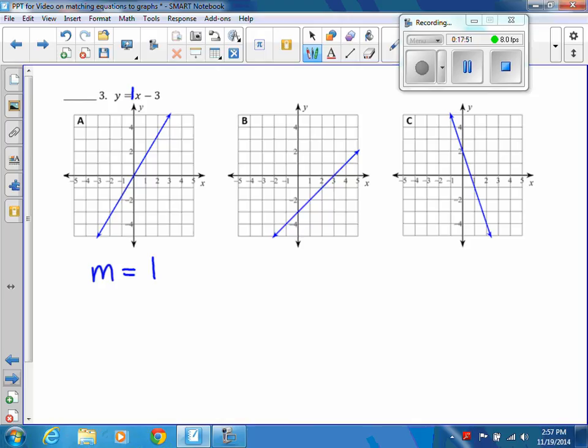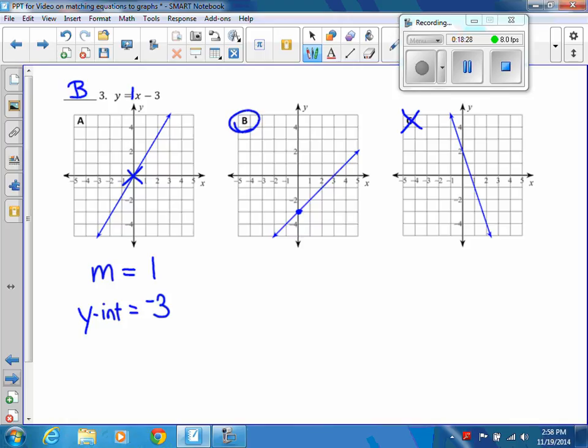What is my y-intercept? If you said negative 3, then you are correct. That makes this one out because the y-intercept is at 0. This one is at negative 3. I like that. This one is out because it's a negative slope. So that means that B is my correct answer here.